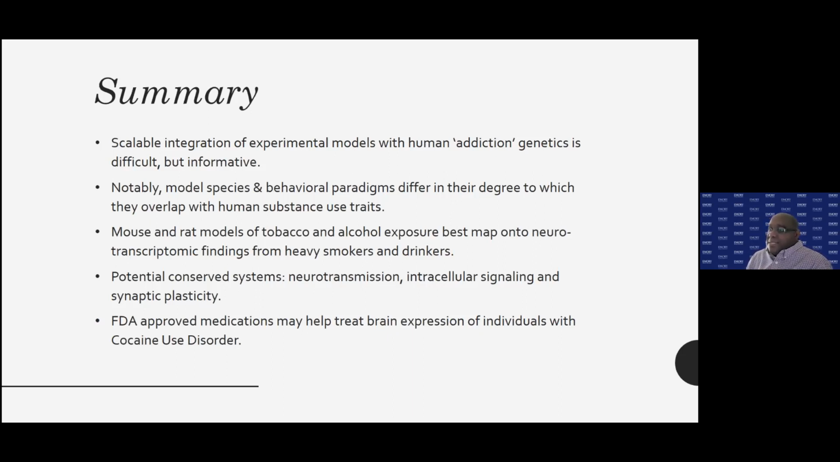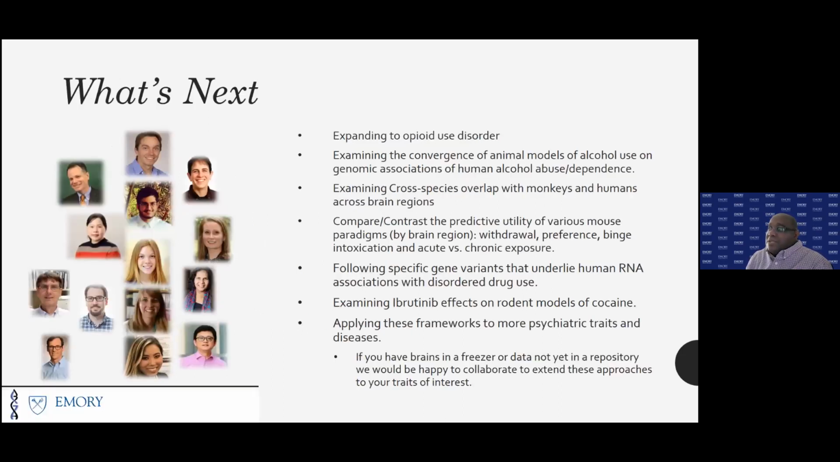Of course, we do know that potential conserved systems are a good place to target. So for these kinds of analyses, neurotransmission, as we saw in the study I showed on cocaine, intracellular signaling, and synaptic plasticity might be good places to start. And a good place to start if you're interested in drug treatment, developing drugs or pursuing drugs for study, might be the drugs that are already FDA approved. And we're more than willing to work with anyone interested in collaborating or sharing their data to begin to apply this platform, this pipeline, to other kinds of traits. We're currently beginning to work on opioid use and depression, for instance.